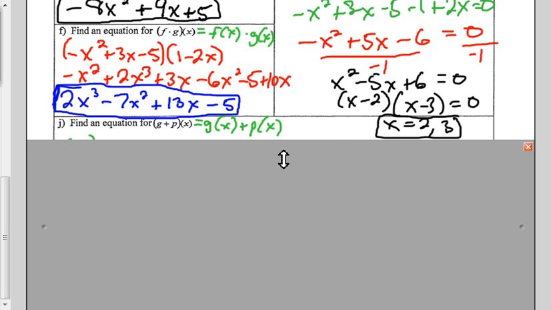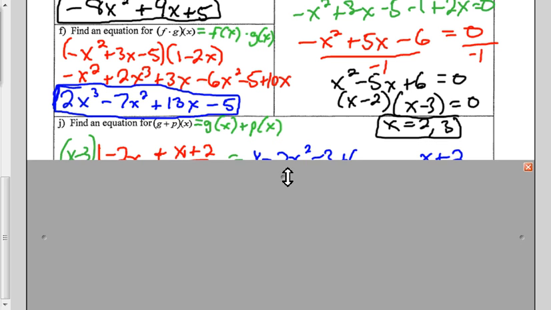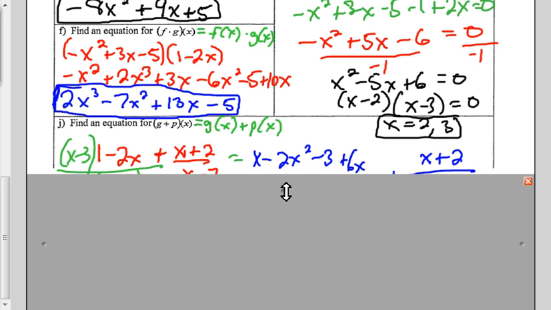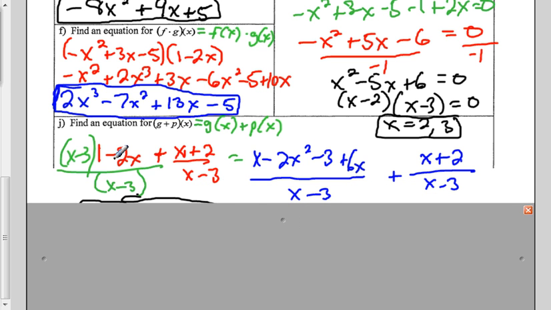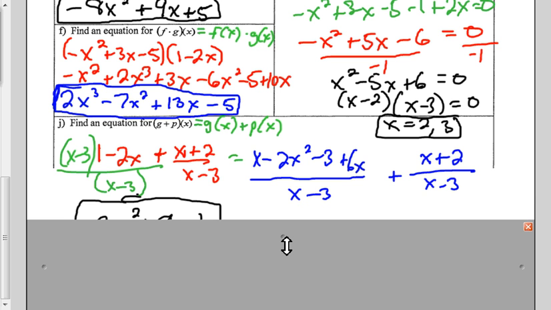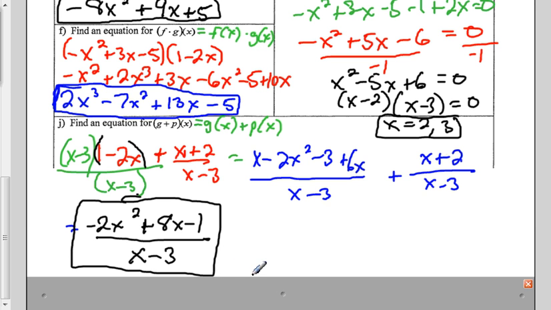Last problem is g of x plus p of x, and again, that's another way of writing this notation. In red is just g of x, 1 minus 2x, plus 2 over x minus 3. You need to have like terms, so we multiply by x minus 3 over x minus 3. Again, distributive property, and I probably should write that in parentheses. I didn't put that before. So distributive property, that's everything. In the first one, there's the x plus 2, then combine like terms, and we just leave it as a fraction. So those are your day 28 notes.